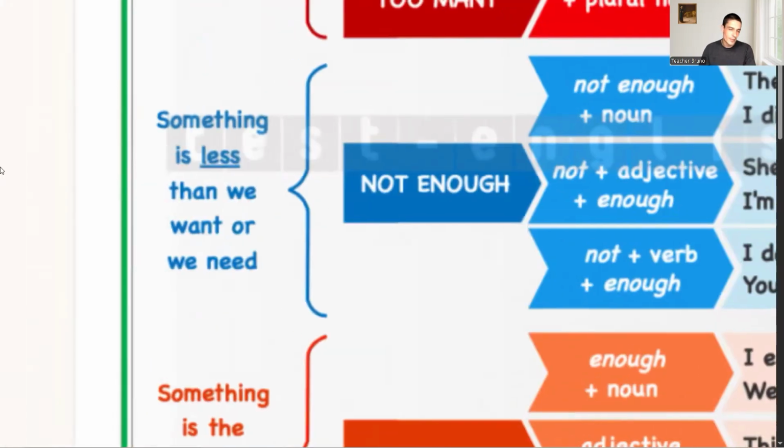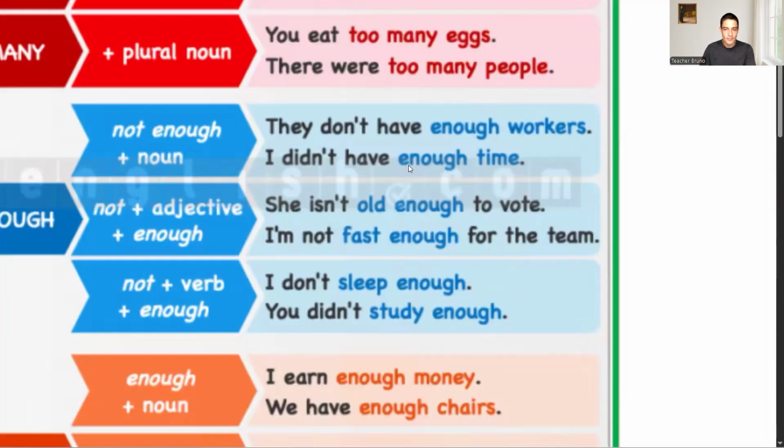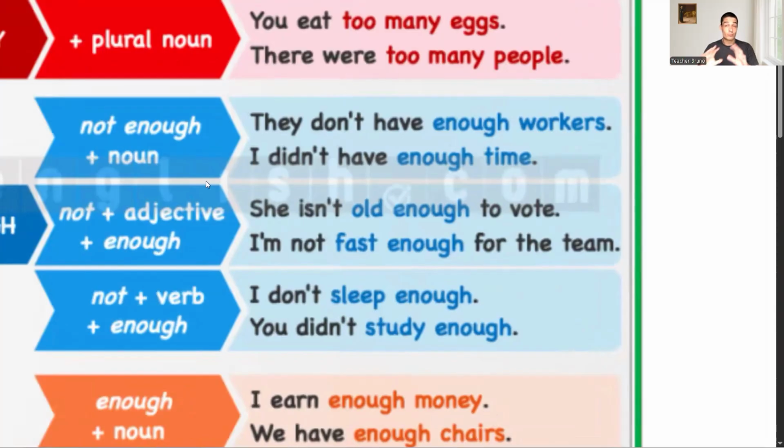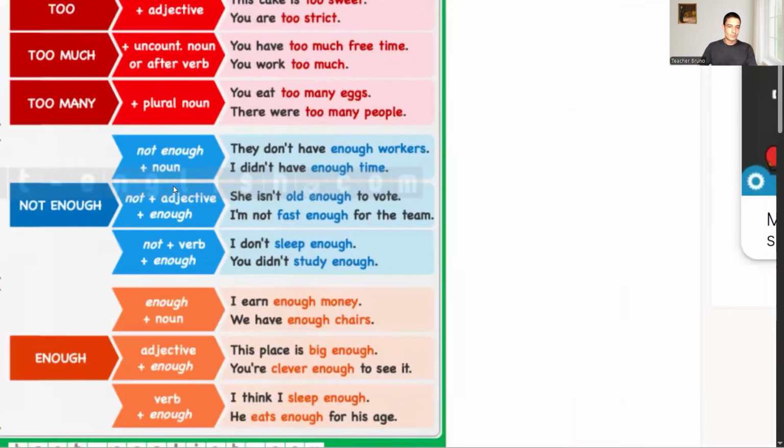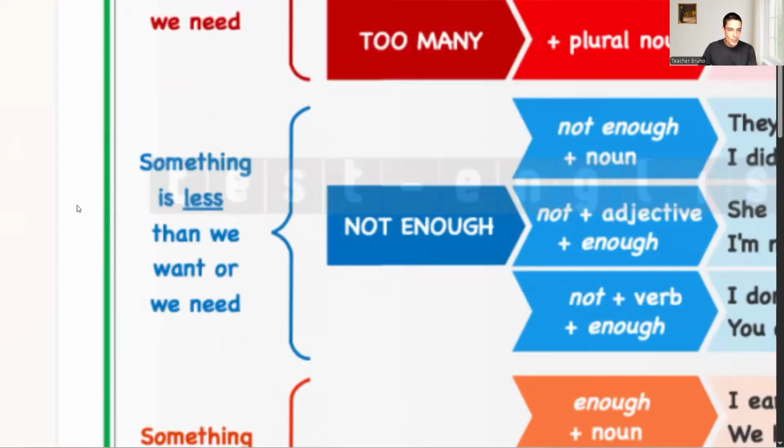Not enough is the opposite of that. Something is less than we want or we need. They don't have enough workers. They need 100 workers. They have 85 workers. They don't have enough workers. I didn't have enough time to study. Not enough. Something is less than we want or we need.